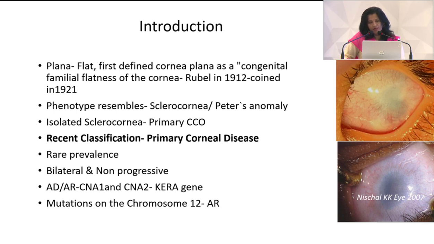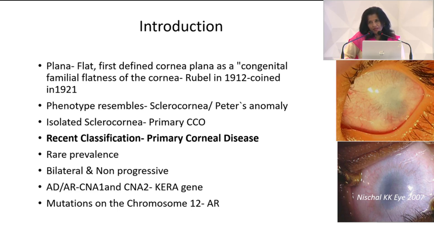As of now, it is described as a primary corneal opacity, and in the recent classification by Nischal et al., it is a primary corneal disease. Its prevalence is not known. It's described as bilateral and so far non-progressive. It is for years to tell now whether it is slowly progressive.